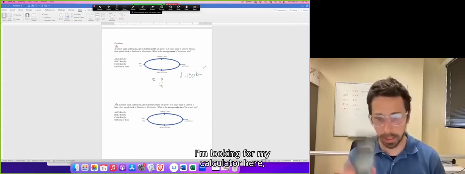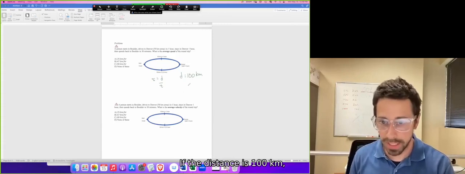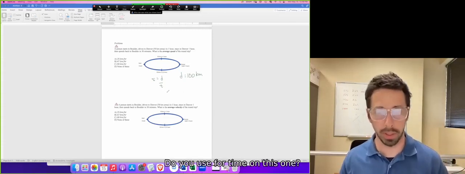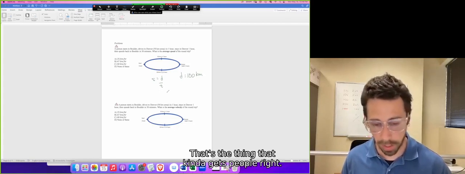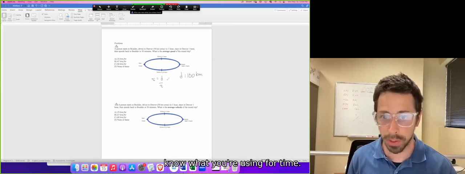I'm looking for my calculator here, but you should be getting to that right answer. So if distance is 100 kilometers, what do you use for time? What do you use for time on this one? That's the thing that kind of gets people, right? Well, you have the right answer, so now you should know what you're using for time.